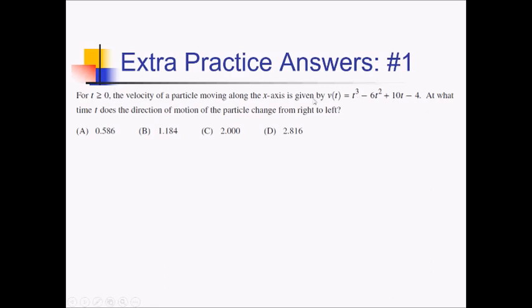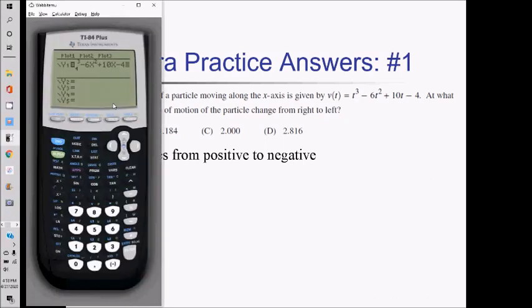So basically, we want to figure out when our velocity is changing from a positive quantity, a rightward quantity, to a negative quantity. We can do this on the calculator. V of t changes from positive to negative at, well, let's go and find out. So here's my y equals. In y1, I've inputted this velocity function using x, because that's the input variable on a calculator.